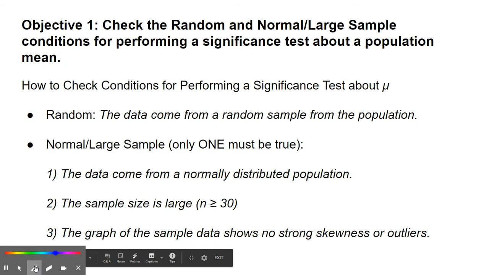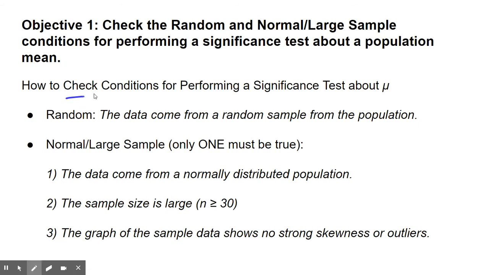All right. So whenever we do these tests, we need to check conditions. So this is checking conditions for a significance test about mu. So the first one is the random condition. Of course, does our data come from a random sample from the population? And then number 2, the normal large sample condition.